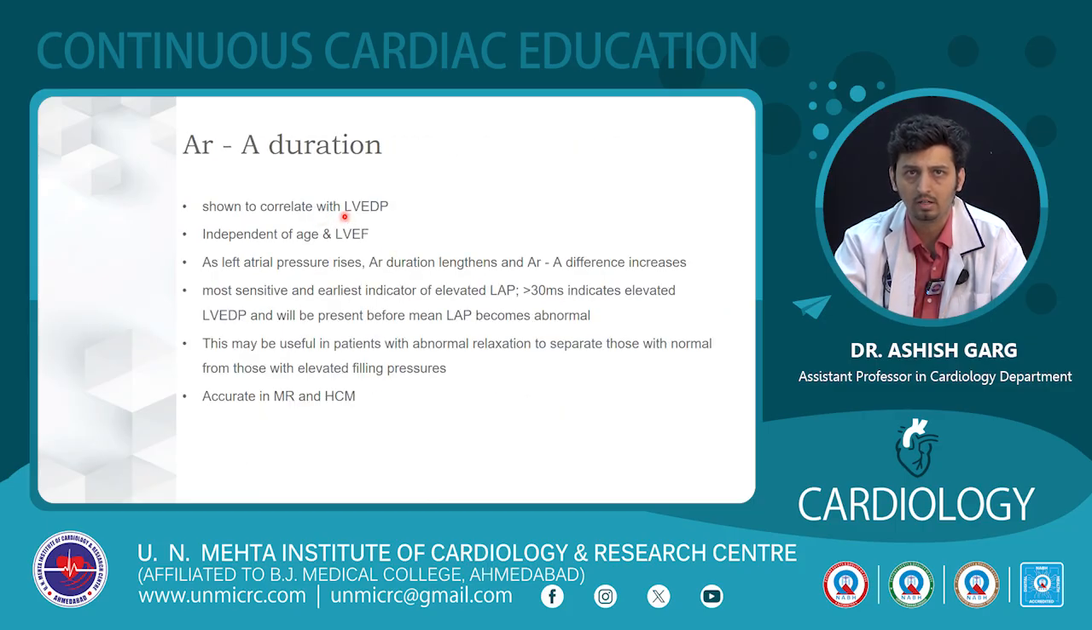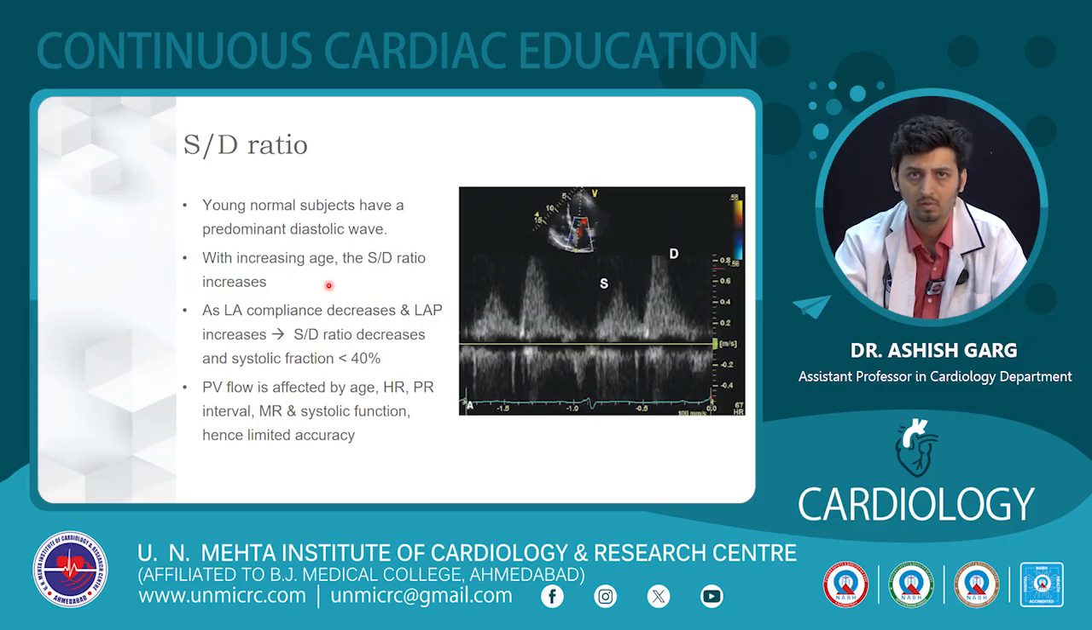The AR by A duration is shown to correlate with LVDP, and as the left atrial pressure rises, the AR duration lengthens and the AR by A difference increases. It is the most sensitive and earliest indicator of elevated left atrial pressure, and more than 30 milliseconds indicates elevated LVDP. It is accurate in MR and HCM patients.